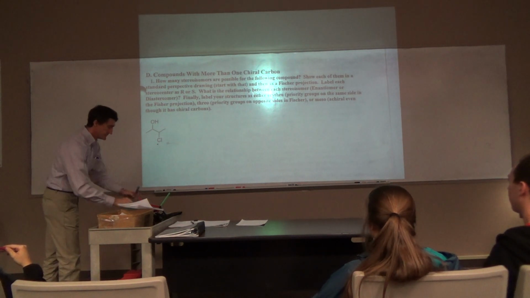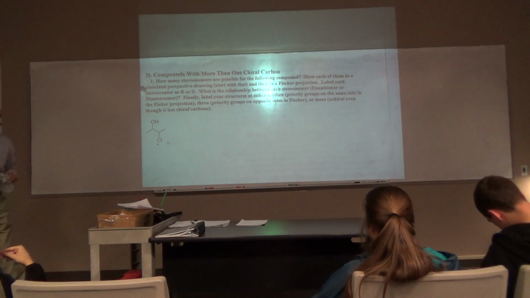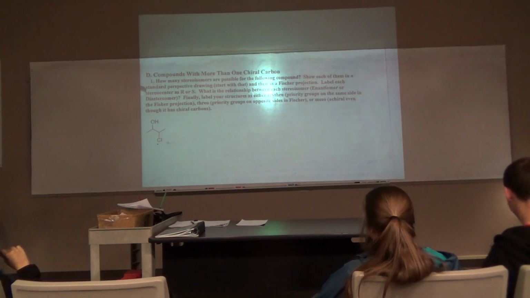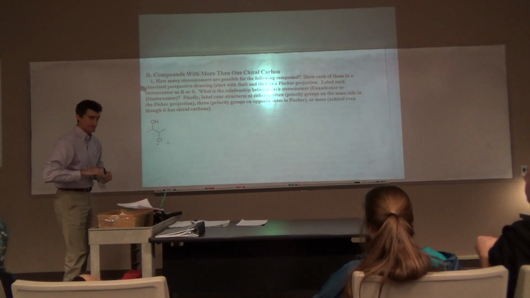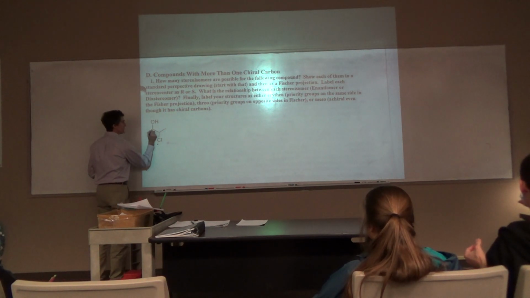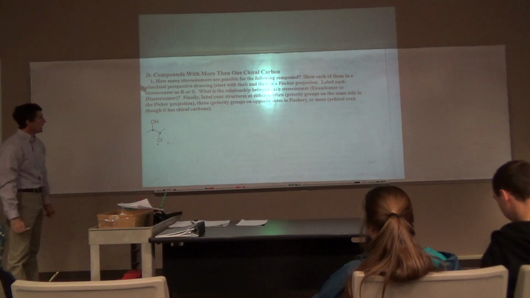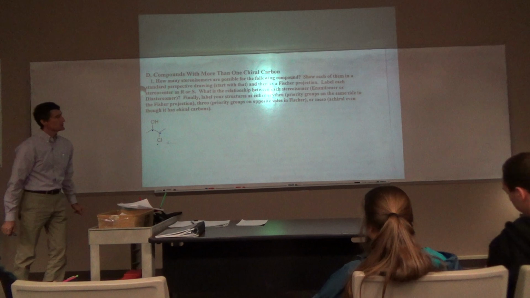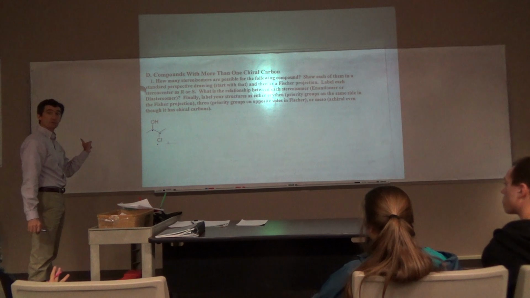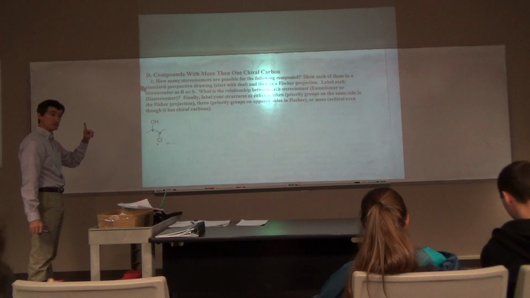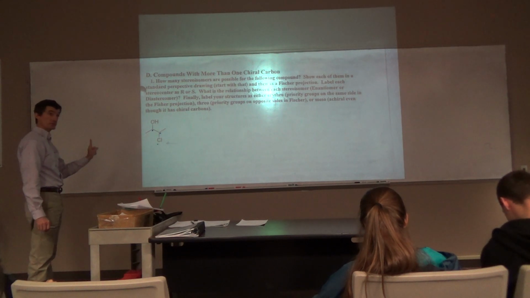Compounds with more than one chiral carbon. Here we go. How many chiral carbons does this compound have? You all know what a chiral carbon is? Can identify them? There's 2. How many stereoisomers are possible for this compound? Previous compounds we worked with had 1. The mirror image is different. There's two stereoisomers called enantiomers.